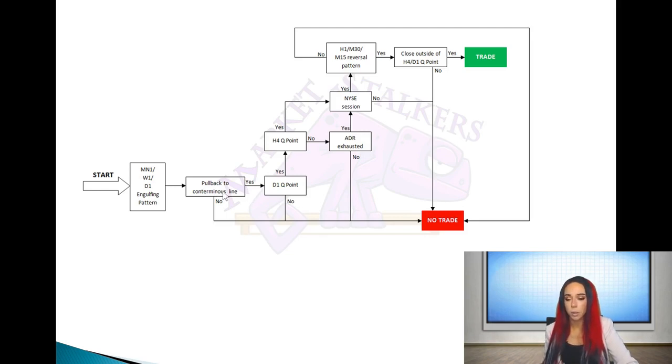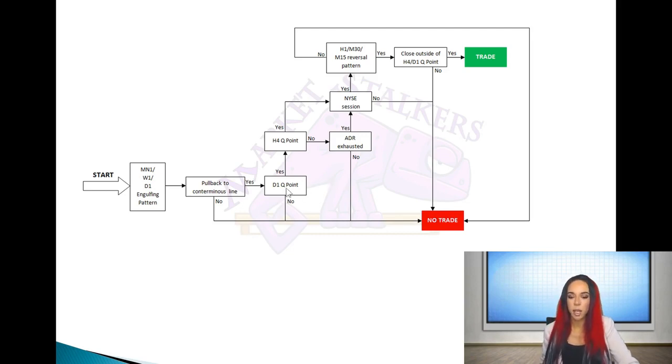Bear in mind, this conterminous line can either be a newly formed engulfing, but it can also be an old conterminous line or a supply and demand area that the price has arrived at. Then you would look at the daily chart. But if you are using a conterminous line from the daily chart, you will need to be at or inside a daily Q point by default. If you don't have the daily Q point, there is no swing trade there yet.